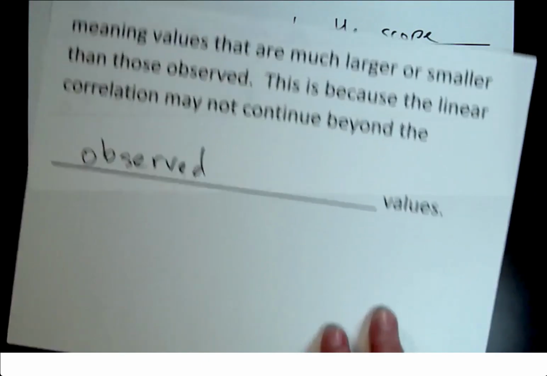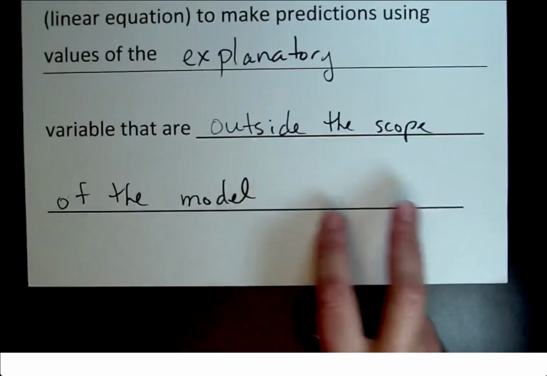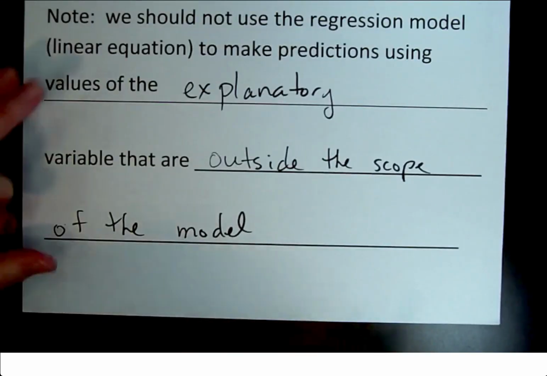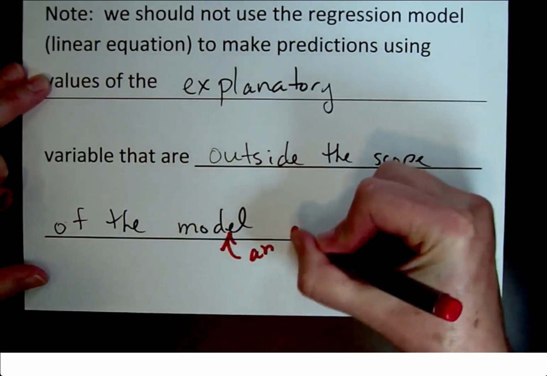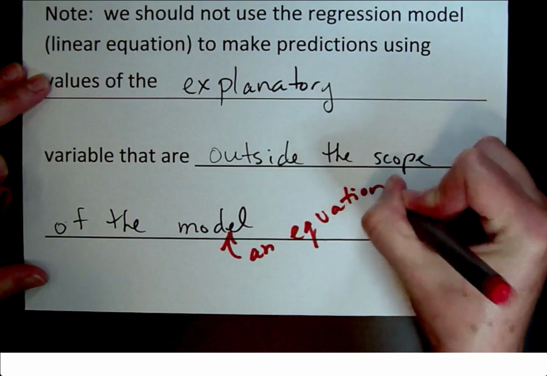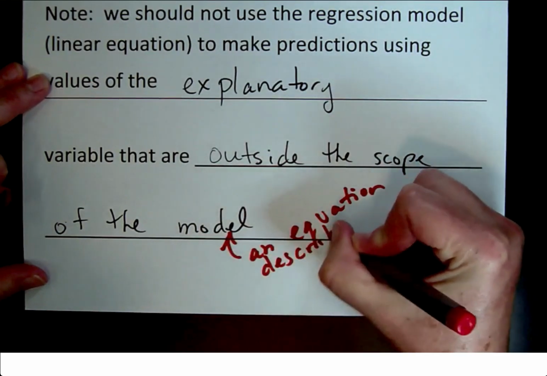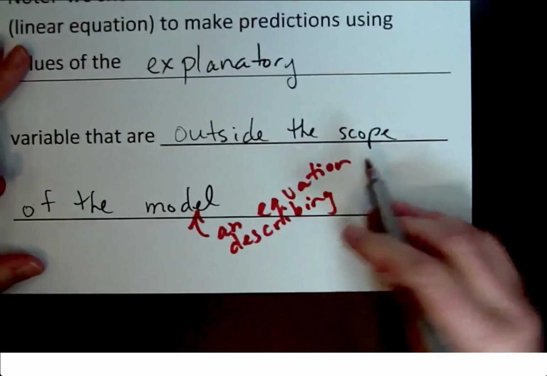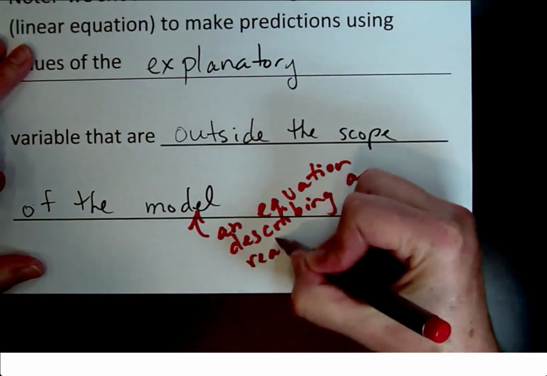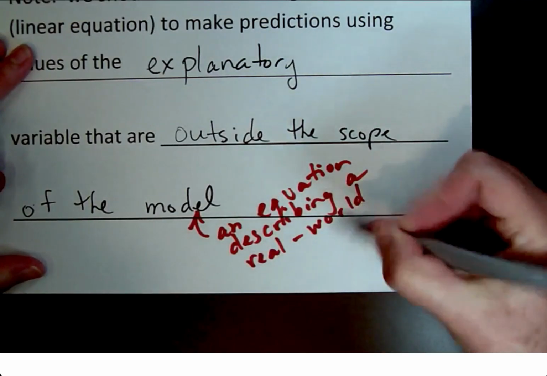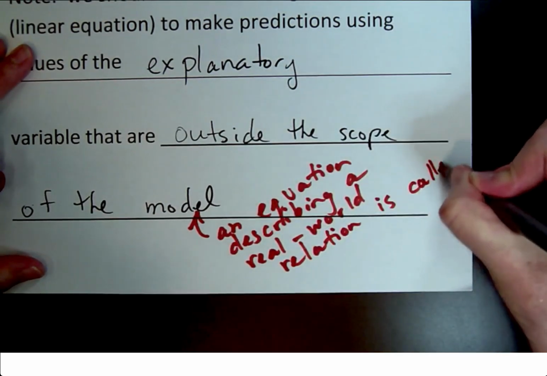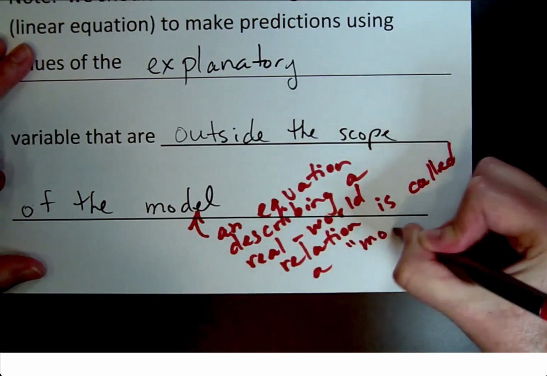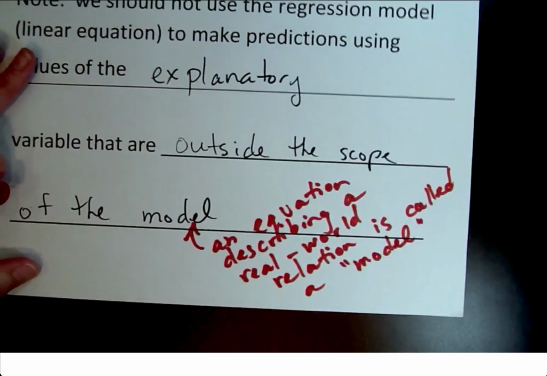Okay, and again, just to get this terminology in the notes, when we use the word model in math or statistics, what we're talking about is an equation describing a real-world relationship. A real-world relationship is called a model.